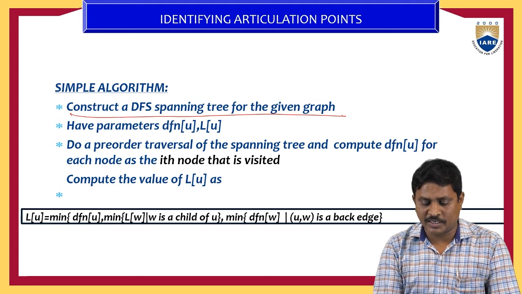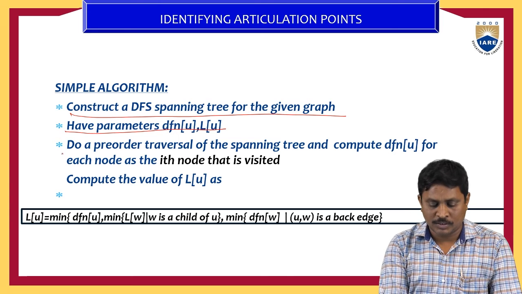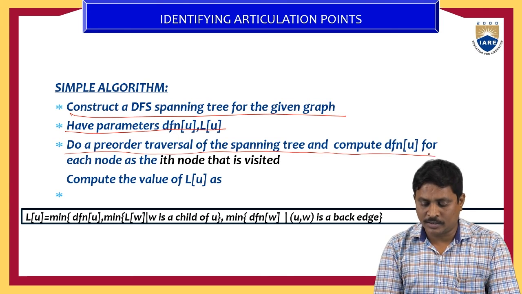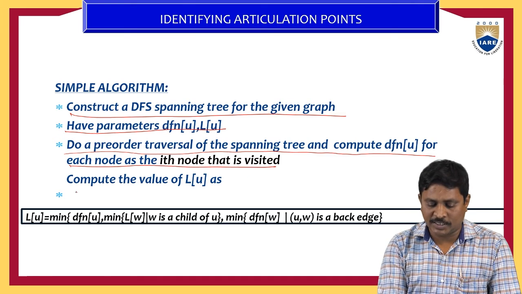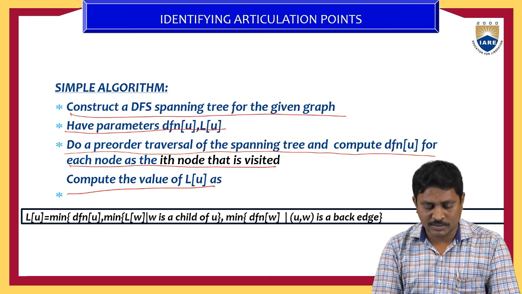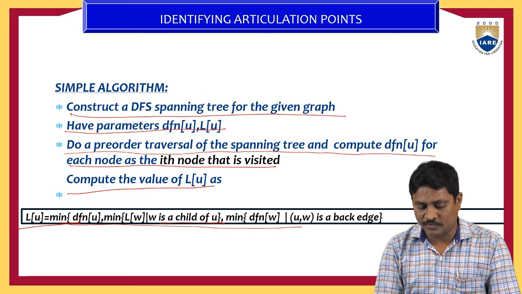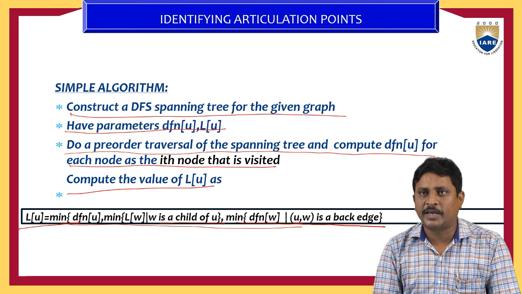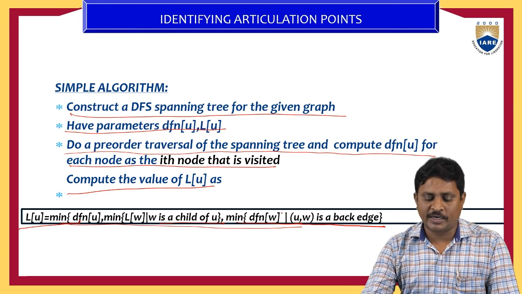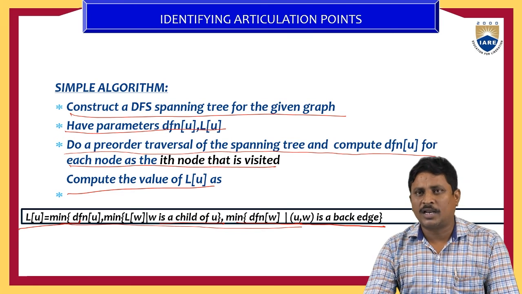Construct a DFS spanning tree for the given graph having parameters dfn of u and L of u. Do a pre-order traversal of the spanning tree and compute dfn of u for each node at the ith node that is visited. Compute the value of L of u as the minimum of dfn of u, the minimum of L of w where w is a child of u, and the minimum of dfn of w such that (u, w) is a back edge. So we use this algorithm to find articulation points. For finding articulation points we use the DFS algorithm.